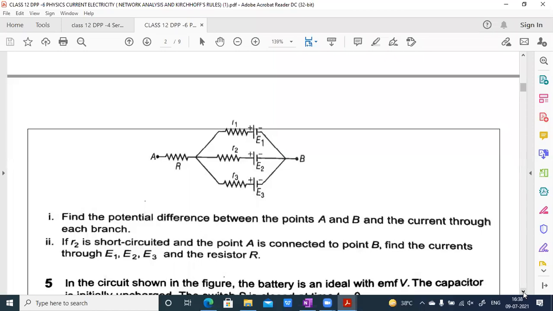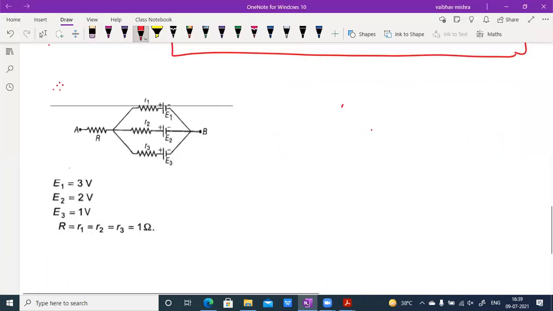This is TPP number 6, Kirchhoff's law and circuit solving. Question number 4 is that there are three batteries in parallel. So parallel combination of batteries, if you remember the formula, then the formula for equivalent EMF of, what was it? Tell me the formula, who will tell? Yes, Shreya. So n times r.